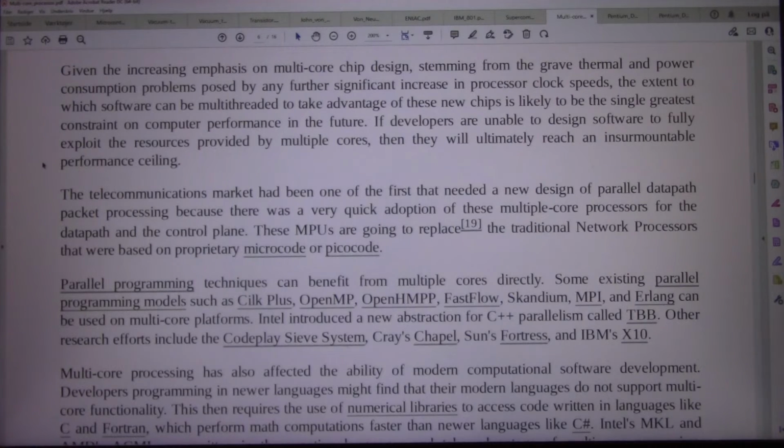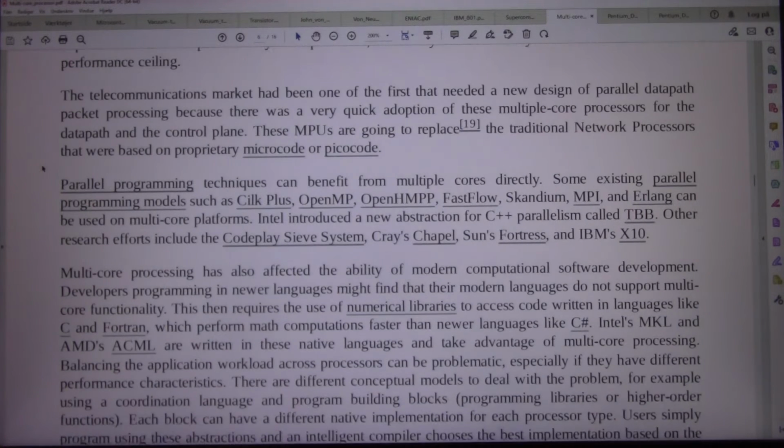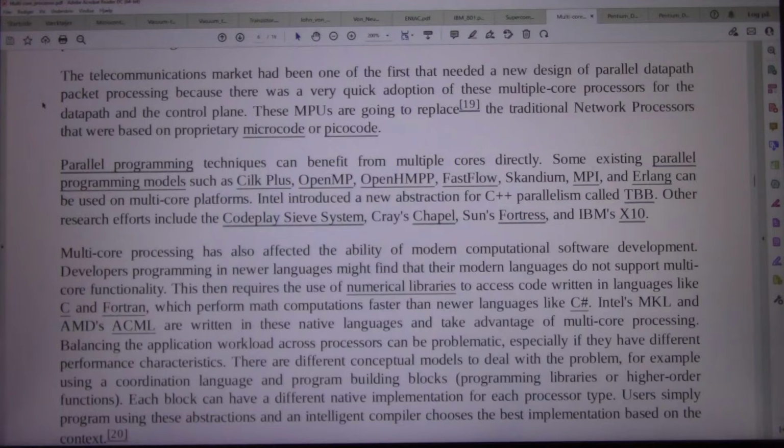The telecommunications market had been one of the first that needed a new design of parallel data path packet processing because there was a very quick adoption of these multiple core processors for the data path and the control plane. These MPUs are going to replace the traditional network processors that were based on proprietary microcode or Pico code.